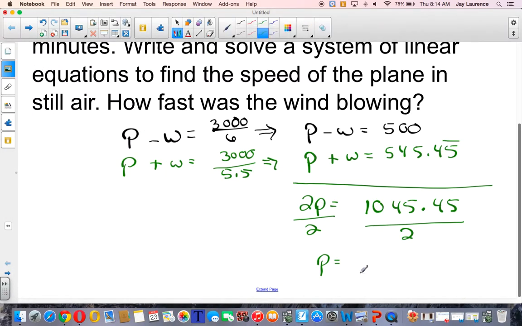So it looks like we're going to go 522.7 miles per hour. There you go. All right, that's the plane speed. Now to get the wind speed, I can take plane speed, 522.7 plus W, and that's going to equal 545.